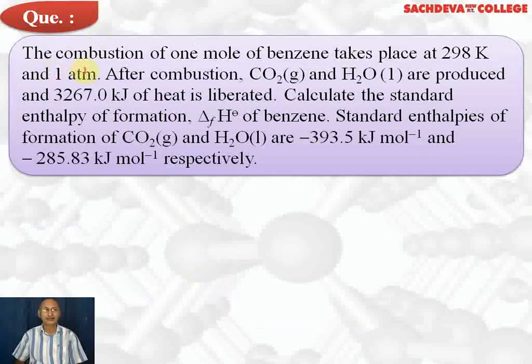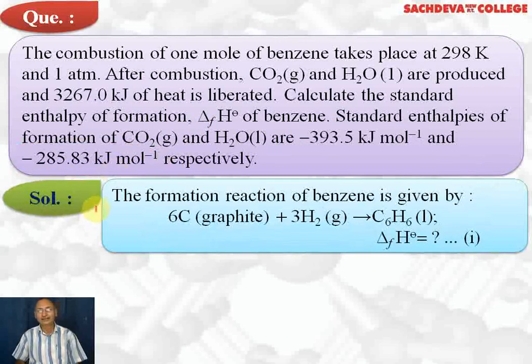Next question we are going to take up: the combustion of 1 mole of benzene takes place at 298 Kelvin and 1 atmospheric pressure. After combustion, CO2 gas and liquid water are produced and 3267 kilojoules of heat is liberated. In all combustion reactions, heat is liberated and they are exothermic processes. Calculate the standard enthalpy of formation of benzene. We are also given standard enthalpies of formation of CO2 gas, which is minus 93.5 kilojoules per mole, and liquid water, minus 285.83 kilojoules per mole respectively.